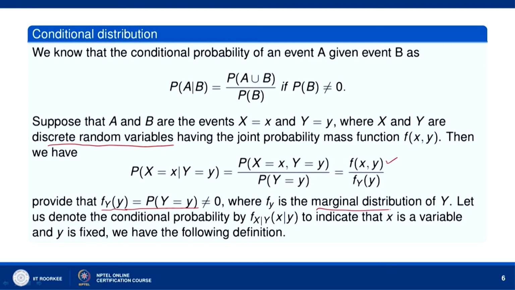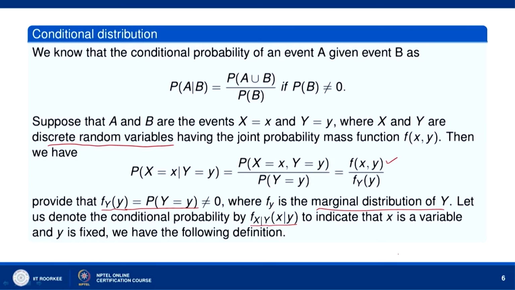So, this is the marginal distribution of y. Now, let us denote the conditional probability of x given y by f_{X|Y}(x|y), to indicate that x is a variable and y is fixed, okay.